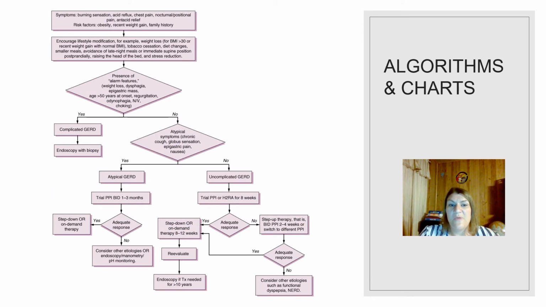I love this little algorithm. That's why I included it. It starts out with giving you your symptoms, encouraging your lifestyle modifications, and then it goes into these alarm features. If any of these alarm symptoms or features are present, you have a complicated GERD and you do want to go ahead and proceed with an endoscopy and biopsy. And if you don't have this complicated GERD and you just have atypical symptoms, is this something that's complicated or uncomplicated, and you're wanting to try your drugs and get your patient down to the lowest effective dose possible.